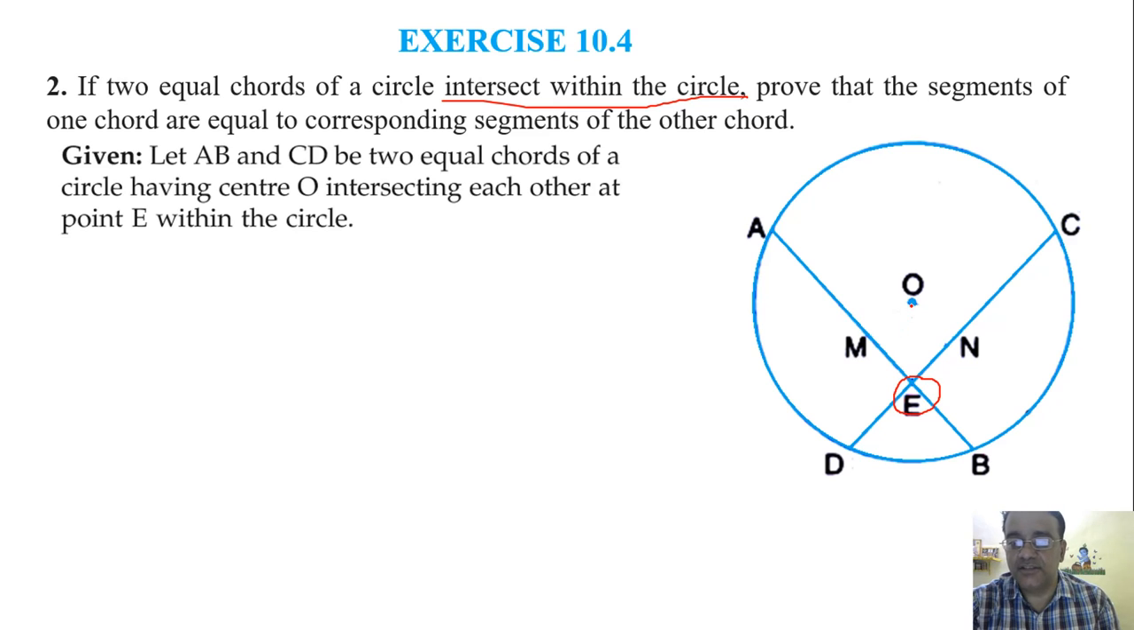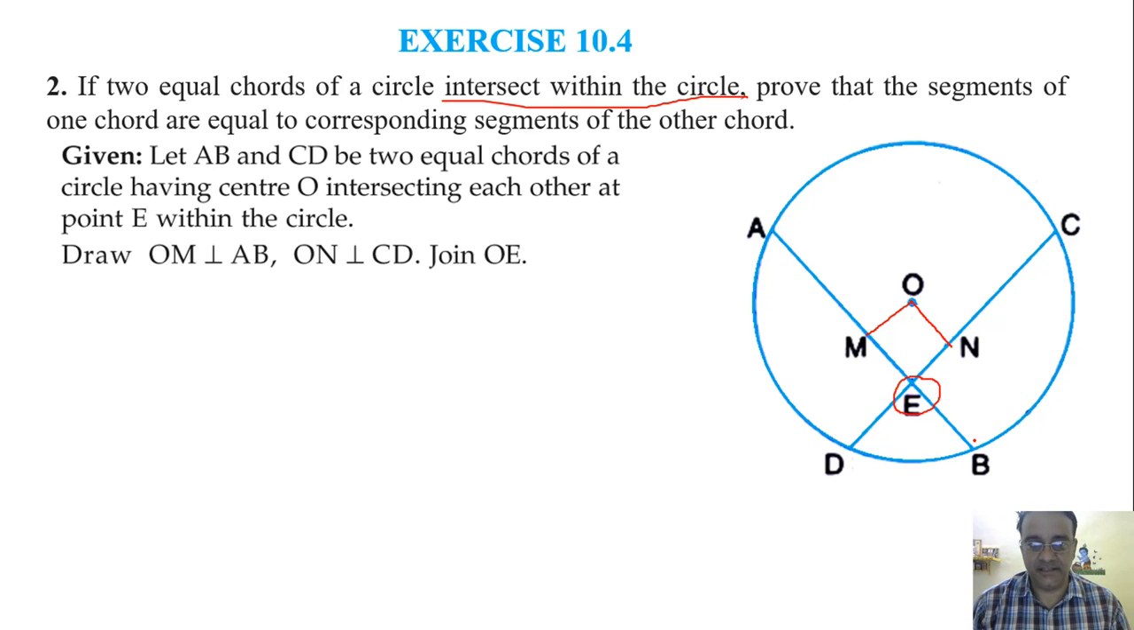So in this we will do a construction. We'll join O, we'll draw perpendicular from O to AB and to CD. So OM, draw OM perpendicular to AB and ON perpendicular to CD. Right, now what we have to prove is AE is equal to CE, DE is equal to BE. First we will join OE and prove these two triangles congruent.